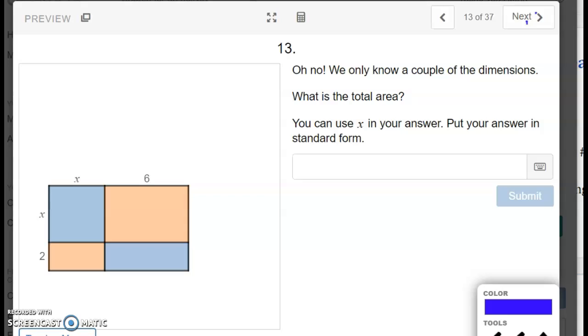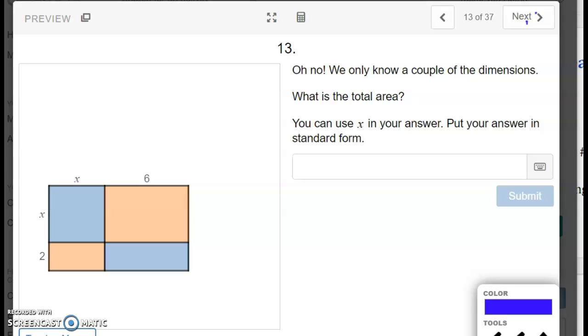All right, but this time, oh no, we only know a couple of the dimensions. What is the total area? We're trying to figure out what is the total area. This time, we cannot combine the length. Before it was like 3 plus 6 or 5 plus 6. Since they were like terms, we could combine those, but now we cannot.